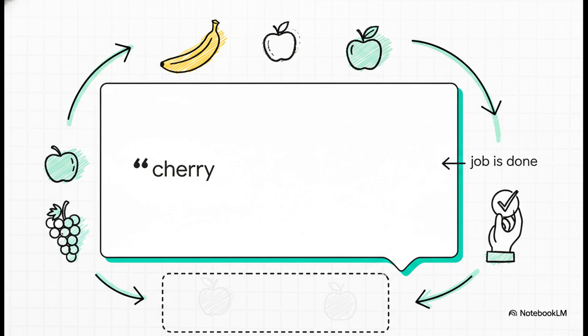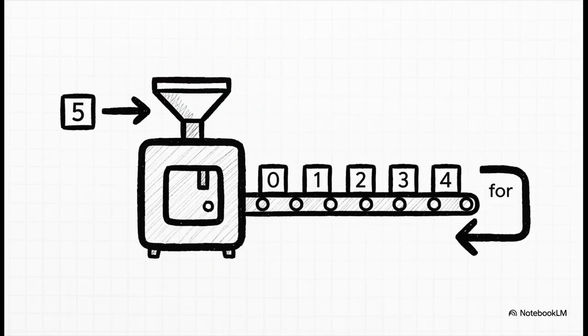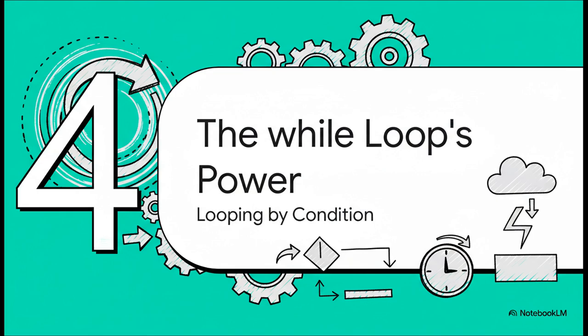Simple, clean, totally automatic. But what if you don't have a list? What if you just want to do something exactly 5 times? Well, for that, we use the range function. You can think of range 5 as this little machine that instantly generates a sequence of numbers for you, 0, 1, 2, 3, 4, making it the perfect partner for a for loop. Okay, let's switch gears and talk about our other tool, the while loop.